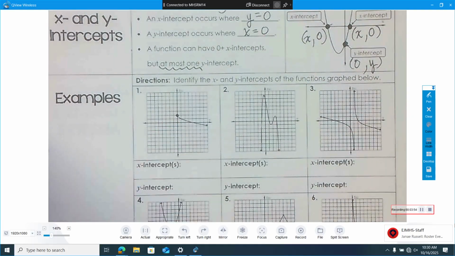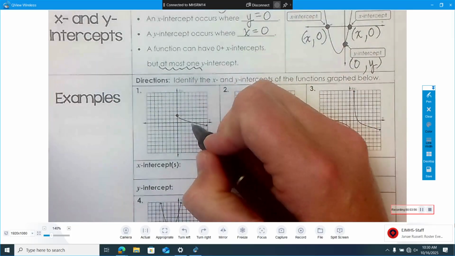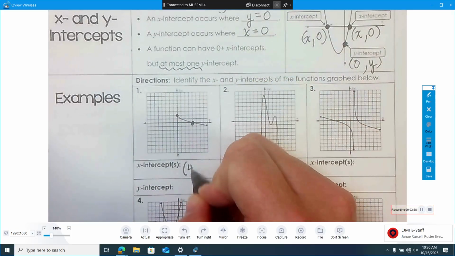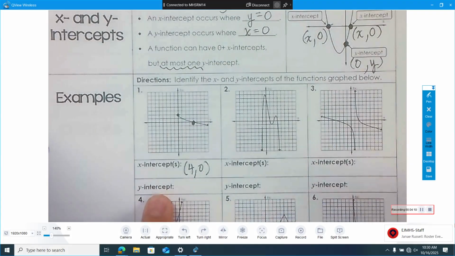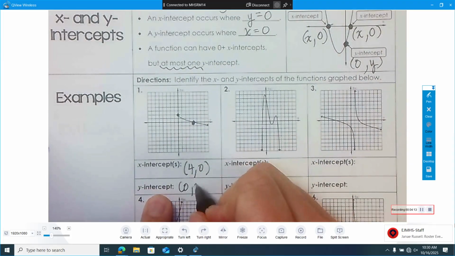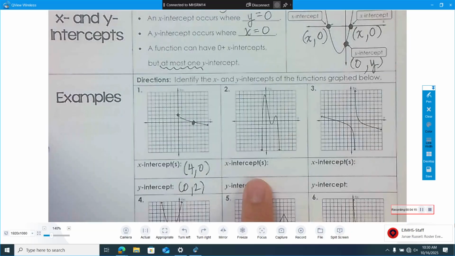On number 1, what's our x-intercept? Yeah, and I want that as an ordered pair, 4, 0. I want you to write intercepts as ordered pairs because, again, I want you to make that connection between the ordered pair and how we solve things algebraically, and that ordered pair is really going to help. What's the y-intercept? 0, 2. Beautiful. Let's look at number 2.